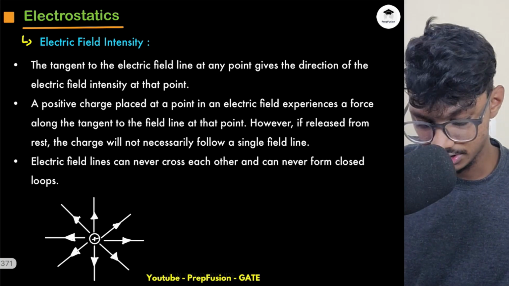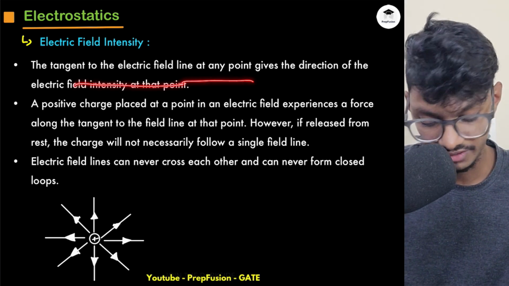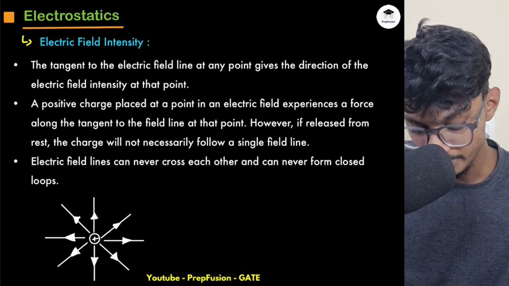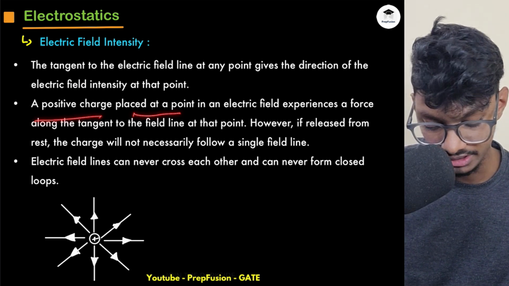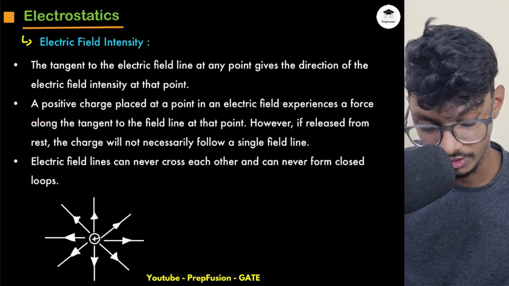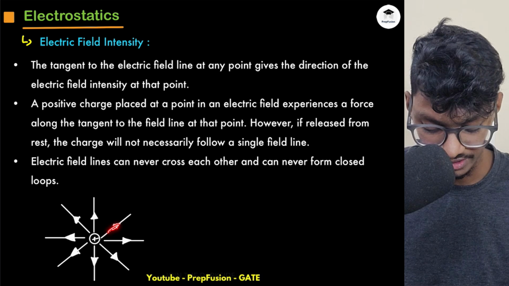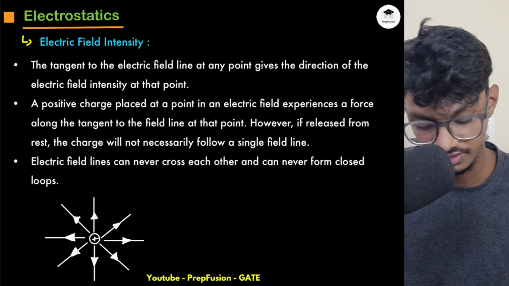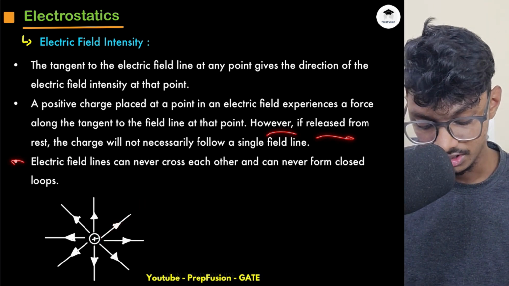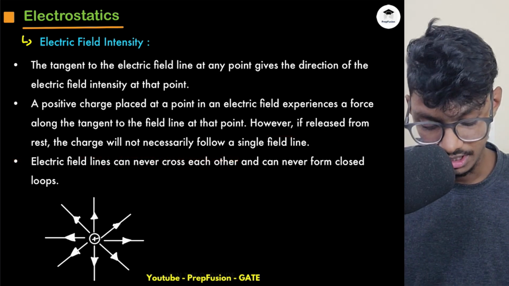Okay, so let's read more about electric field intensity. The tangent to the electric field line at any point gives the direction of electric field intensity, which we already know. A positive charge placed at a point in the electric field experiences a force along the tangent of the electric field line. If a positive charge is placed along this electric field line, it will experience a force along this direction of the electric field. However, if released from rest, the charge will not necessarily follow a simple single field line.